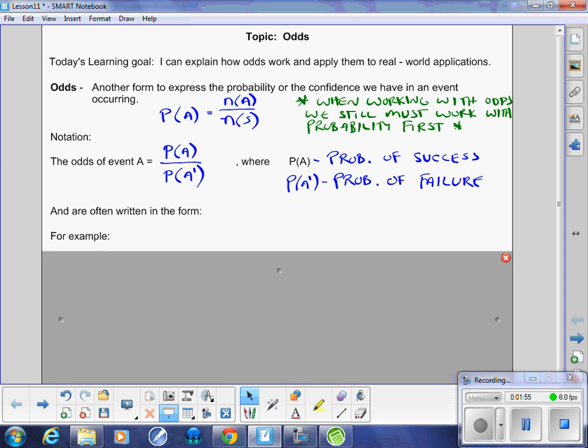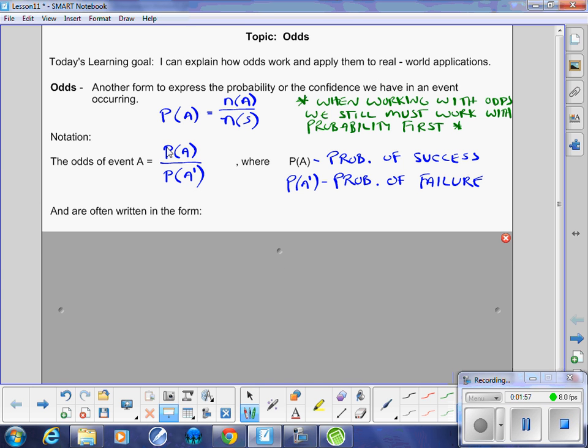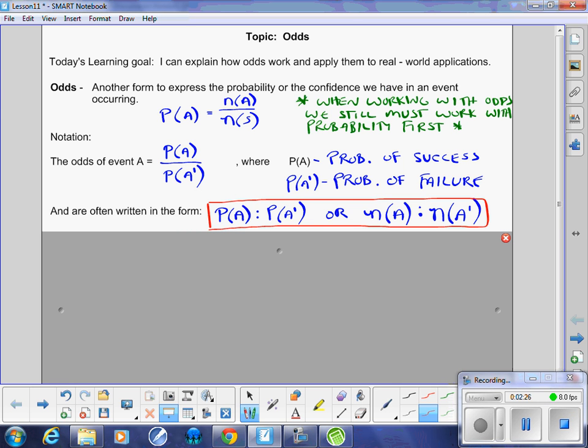So we write it, and this is the notation, P of A to P of A prime, or you can list it as the number of ways you could be successful, so you don't have to use probability, compared to the number of ways you can fail. So that's your odds notation, or the form that we're looking at. And note that it's the exact same as probability. We're just taking the probability fraction and writing it in a different format.